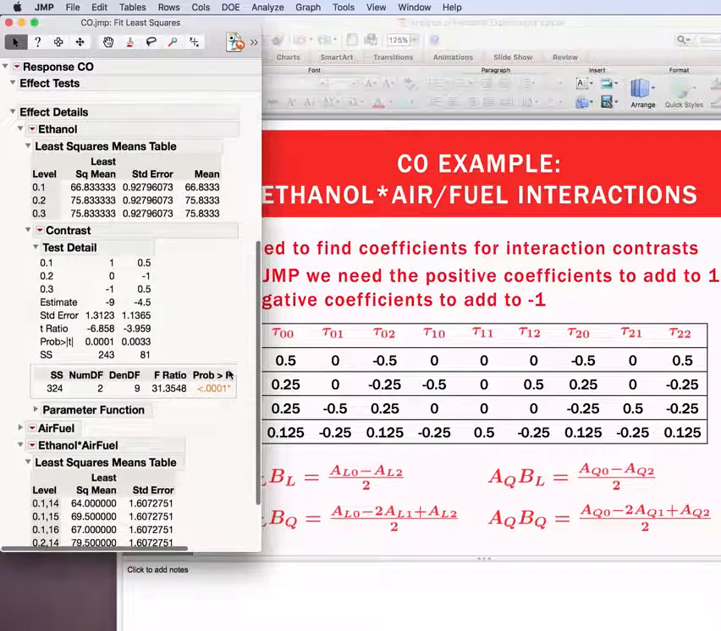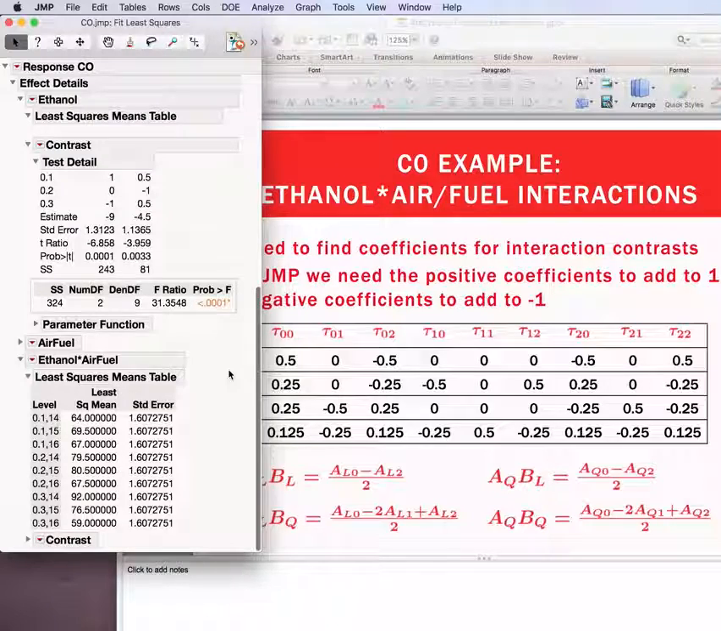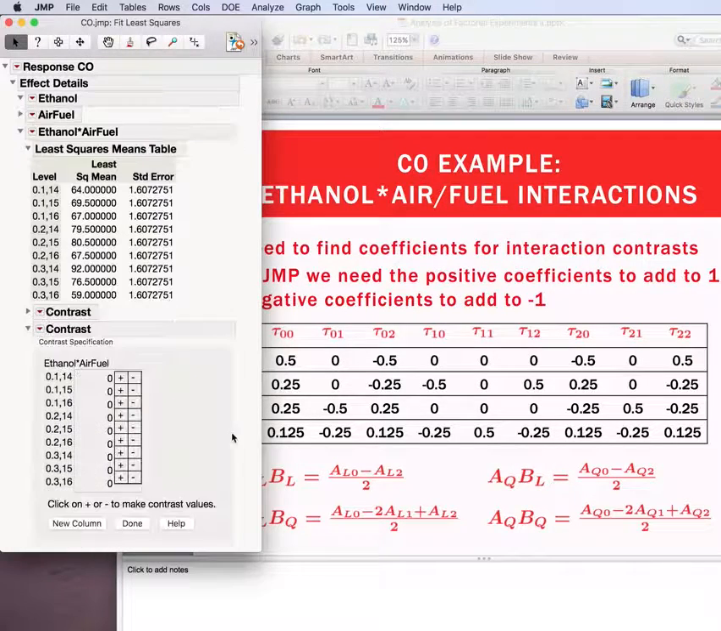And so if we ever wanted to talk about linear effects, we have to do it at a level by level comparison. So if I wanted to look at the linear effect for air fuel 14, I'm going to go back up here. So the linear effect for ethanol at air fuel 14 is, let's do it the other direction. Let's compare the high level of ethanol to the low level of ethanol at air fuel 14.